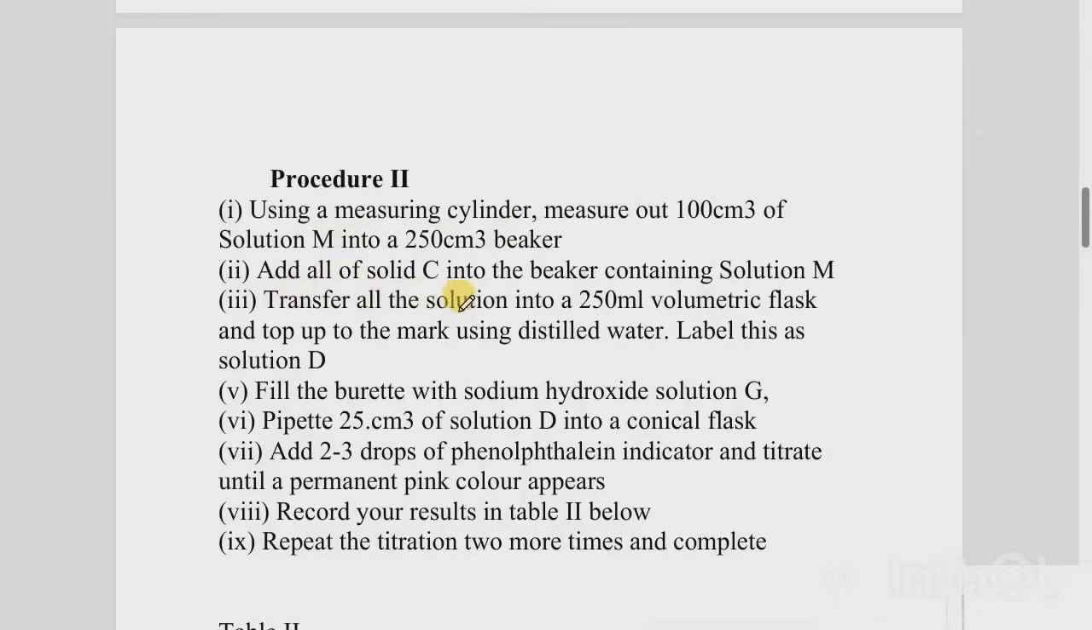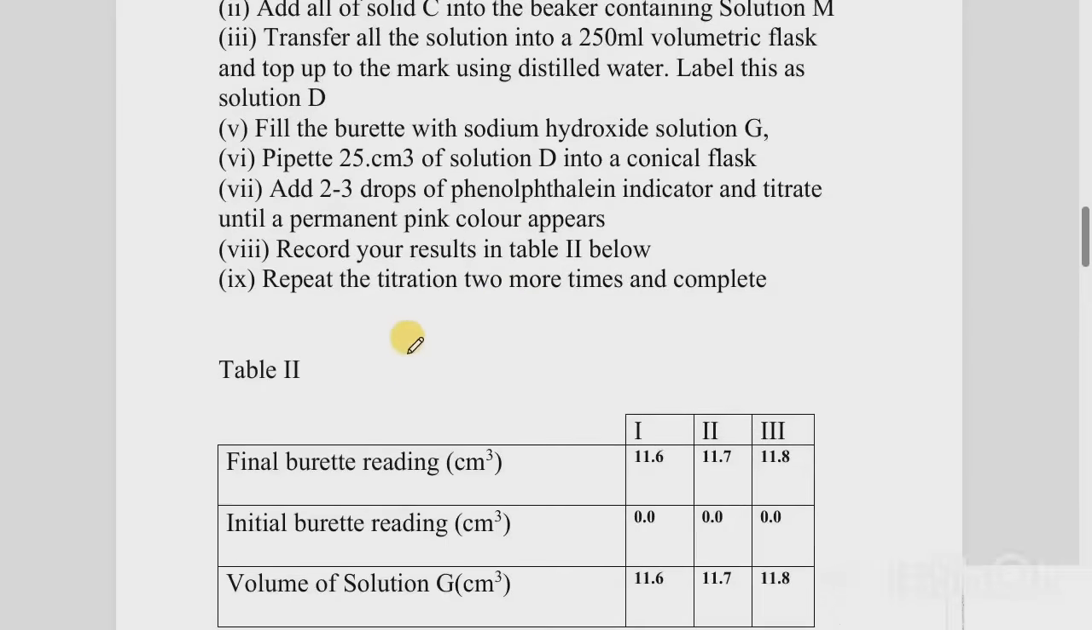Transfer all the solution into a 250 ml volumetric flask and top up to the mark using distilled water. Label this solution D. Fill the burette with sodium hydroxide solution G. Pipette 25 cm³ of solution D into a conical flask, add phenolphthalein indicator, then titrate.